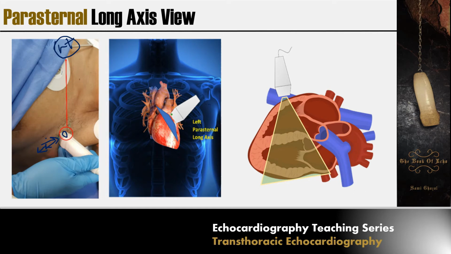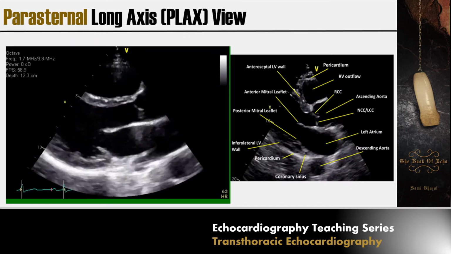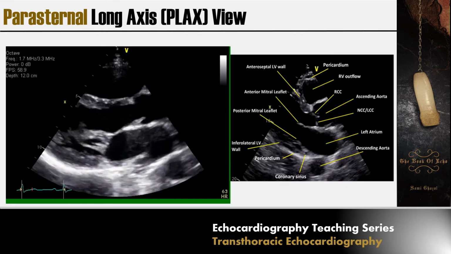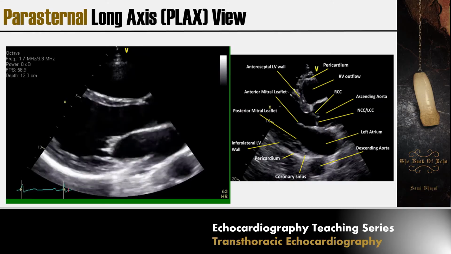Sometimes the patient will have obstructive lung disease where the heart is really pushed downward, so you have to slide the probe a little bit down to get the images. But you should maintain the index mark pointing toward the patient's right shoulder. So this is how a left parasternal long axis view looks.